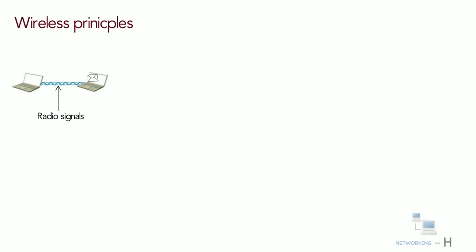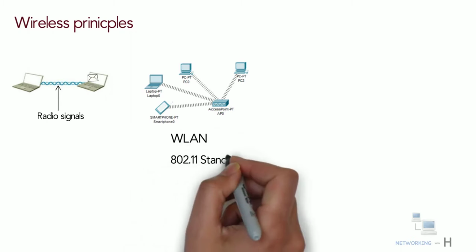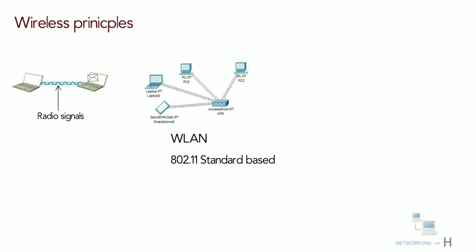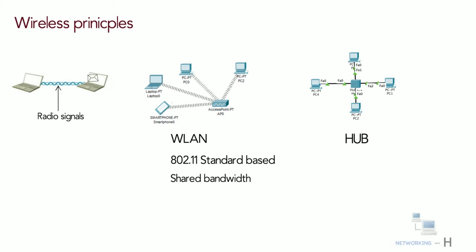To exchange the data between multiple devices, you can use wireless LAN. Modern wireless LANs are based on the IEEE 802.11 standard. A WLAN behaves much like a hub, where multiple hosts connect to a shared media, which means a local area network that shares its total available bandwidth with all the connected devices. And it operates in half duplex mode, where a sender can send the data and also receive the data, but one at a time.